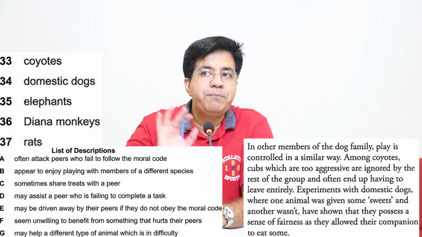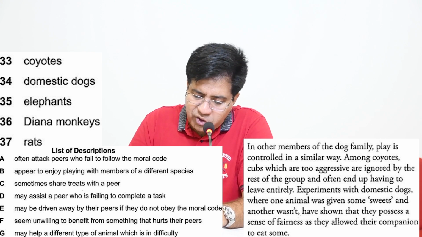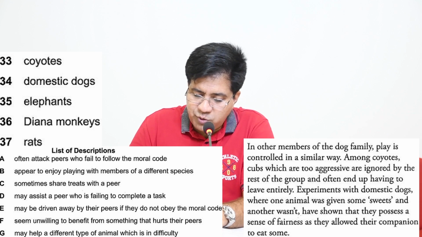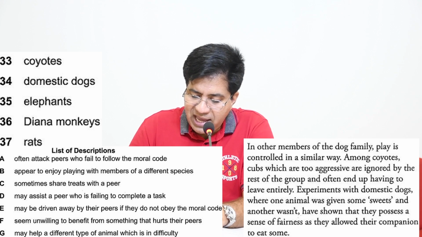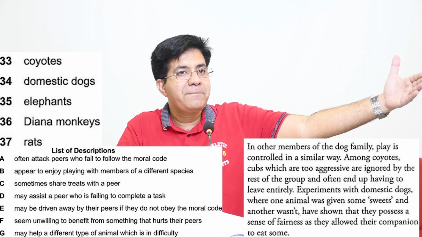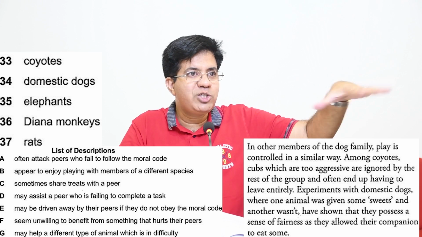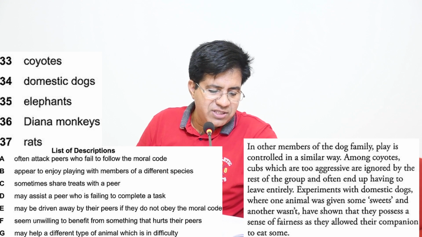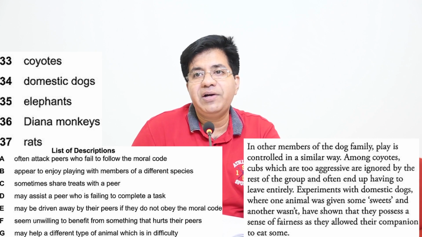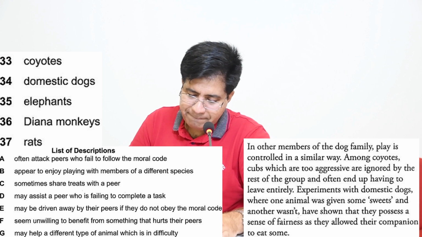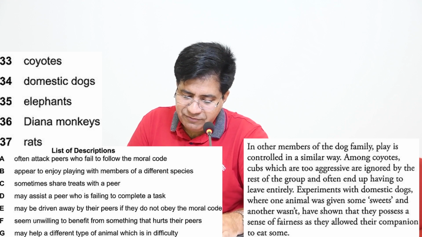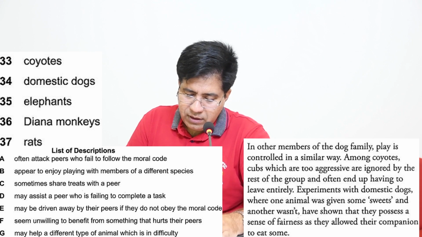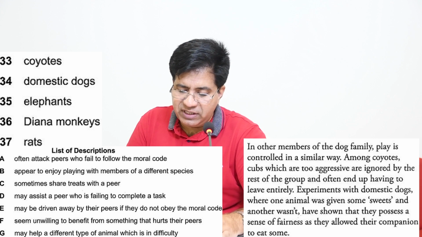Got it? Alright, please follow me here. Experiments with domestic dogs where one animal was given some sweets and another wasn't have shown that they possess a sense of fairness as they allowed their companion to eat some. One dog was given some sweet and he showed compassion and gave that sweet to the other dog as well. Which option? Sometimes share treats with a peer. Now what is the word for treat? Sweets. What is the word for share? Yeah, they allowed their companion. And what is the word for peer?